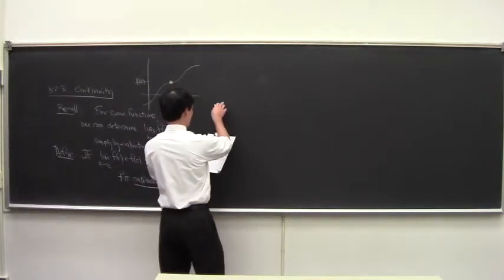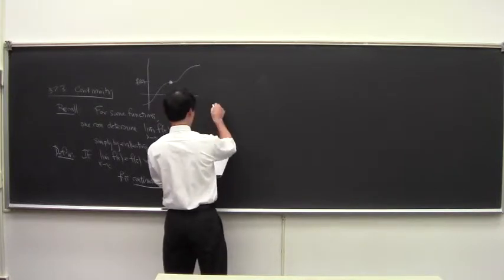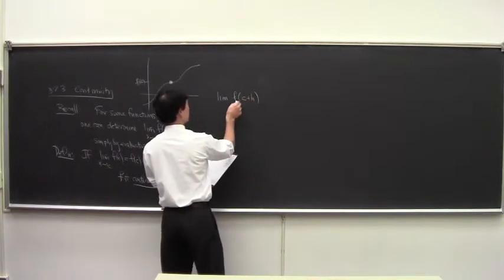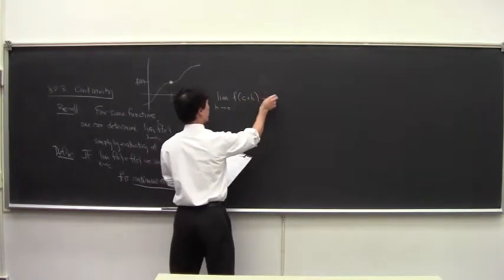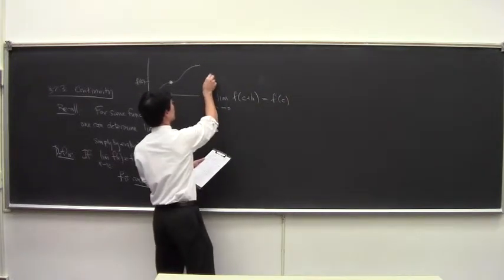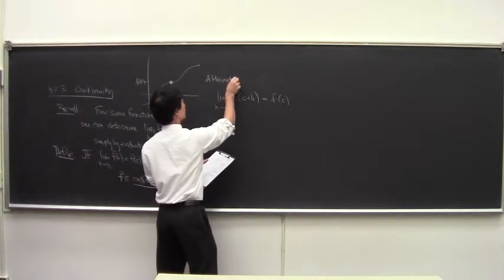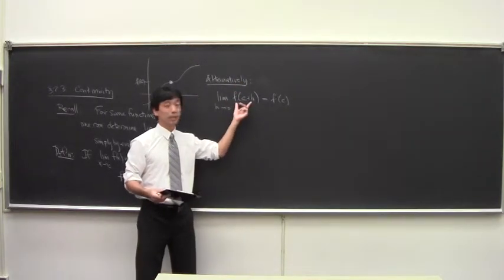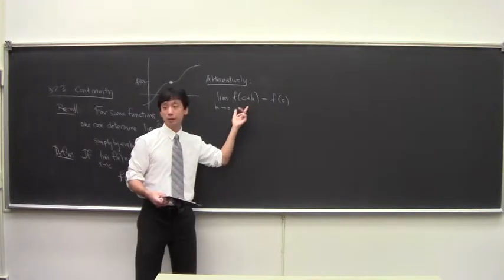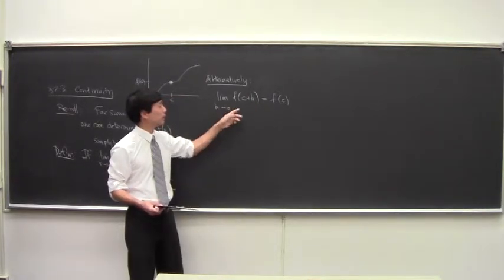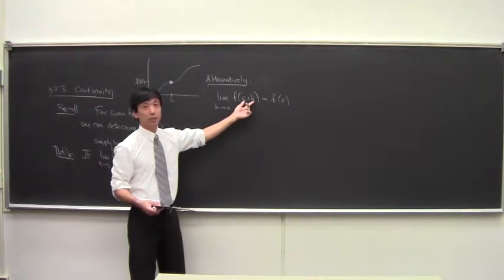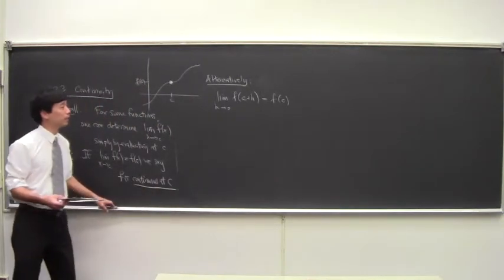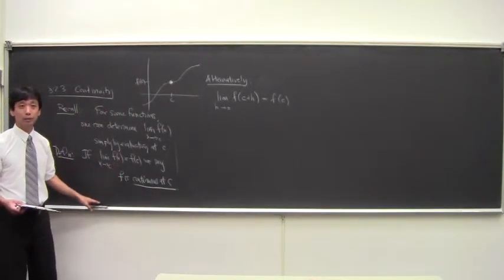There are a couple of other ways of writing this definition. Sometimes you may see it expressed like this: the limit as h approaches 0 of f of c plus h is f of c. It's basically the same thing. As h goes to 0, c plus h will tend to c, and you get this equals f of c. So that's another way of phrasing continuity.